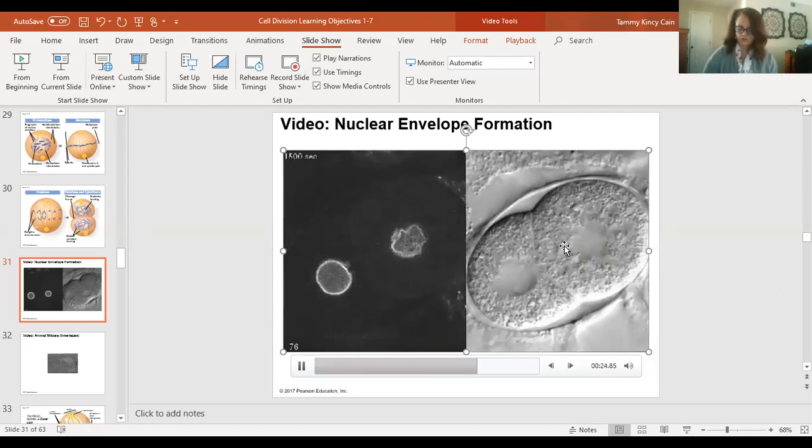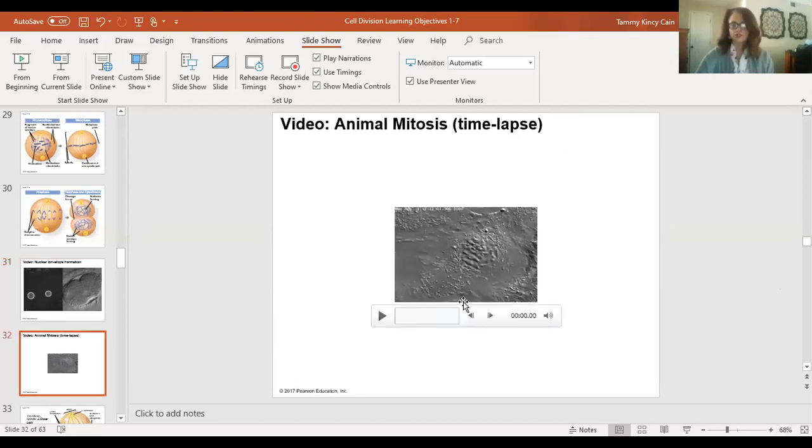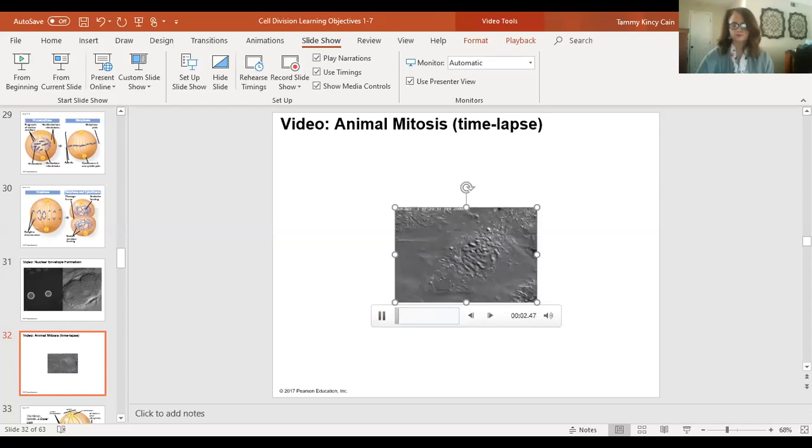Okay, so we were seeing the formation of the nuclear envelope there. In this next one, we're looking at all of these stages of mitosis occurring. So you'll see the chromosomes line up along an imaginary plate, and then you'll see them separate. Okay, and the separation occurred really quickly there. And now you're seeing cytokinesis occur.